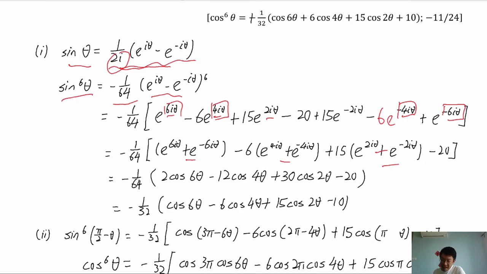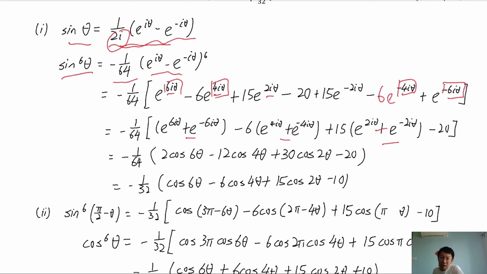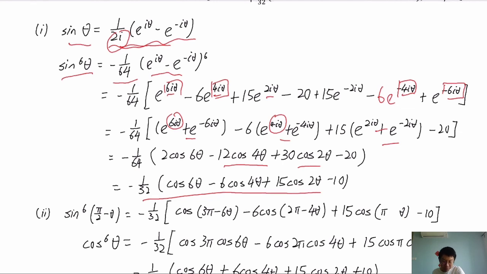From there, we know the result that e power i theta plus e power negative i theta gives us 2 cos theta. In this case, we have the 6 thetas and 4 thetas plus their negative powers, so that gives us 2 cos 6 theta, 2 cos 4 theta, and also 2 cos 2 theta. Then just tidy up a little bit, and we will get what we need to prove in the first part. So that would be for the first one.